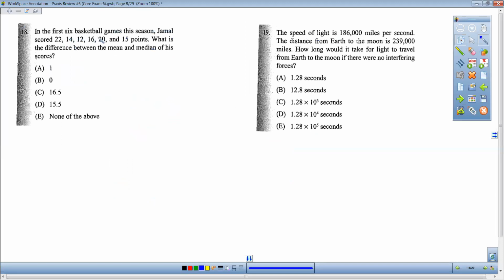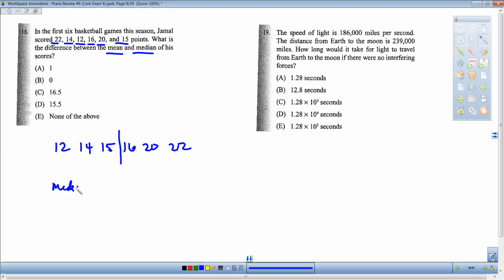18, first 6 basketball games of the season, Jamal scores these 6. What is the difference between the mean and the median? So if you want to find the median, you would need to list your point totals in numerical order from least to greatest. So you've got 12 and 14 and 15, 16, 20, and 22. You got an even amount. So the median is going to be right here in the middle. So the median would be 15.5.